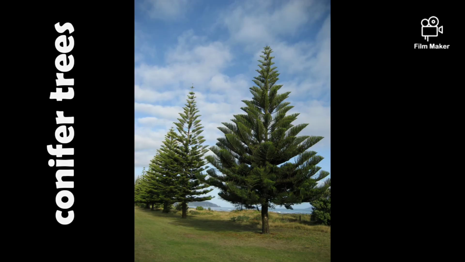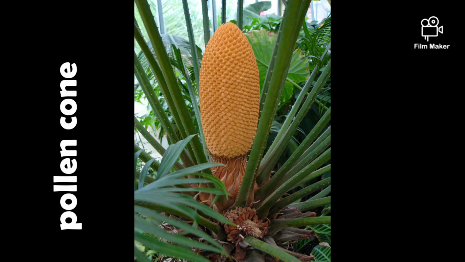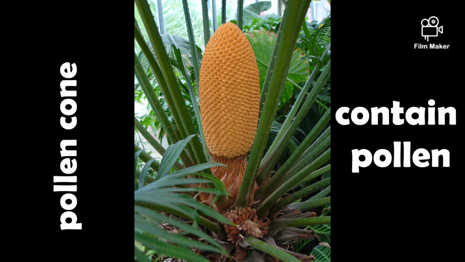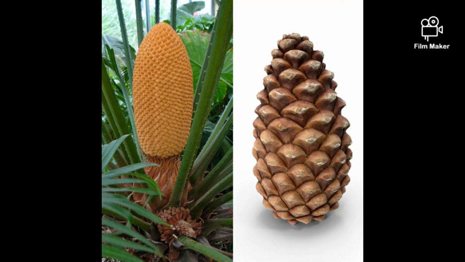Okay. Each conifer makes two different types of cones: pollen cones, which contain pollen, and seed cones, which contain eggs. They are only making two types, pollen cones and seed cones. So can you guess which one will be the male cone?